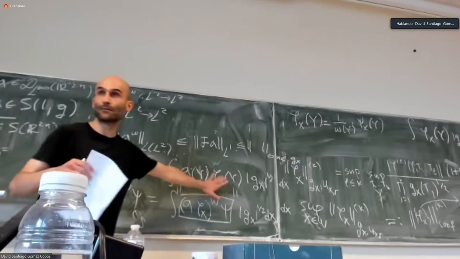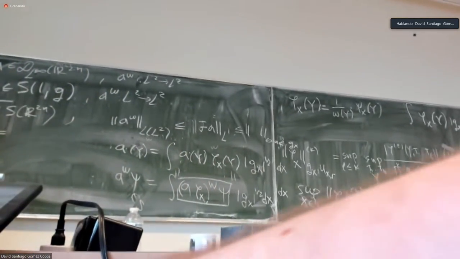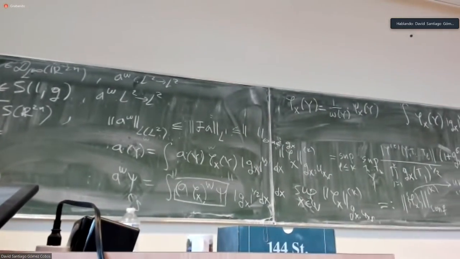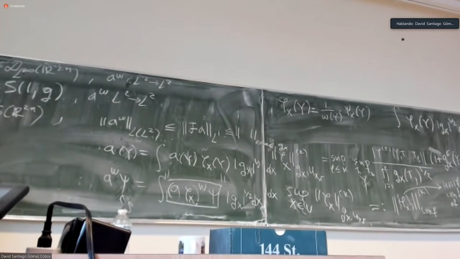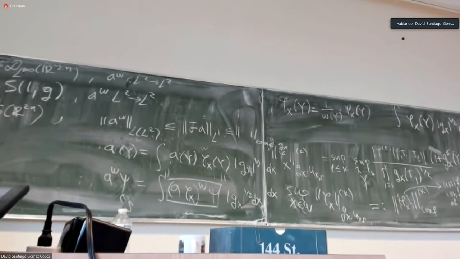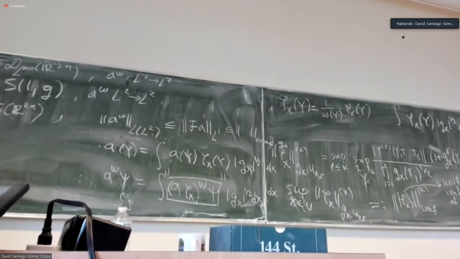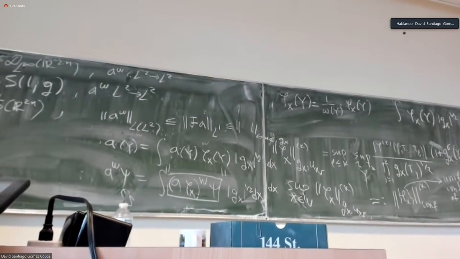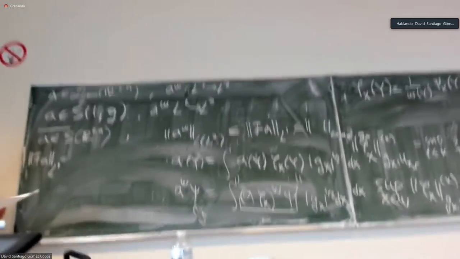That's a Fourier transform on R^{2n}. You estimate the Fourier side of this thing. I thought that I had more time, because this is really easy to write down, the estimates. I wanted to write them down, but I don't have much time, so I have to skip this part.